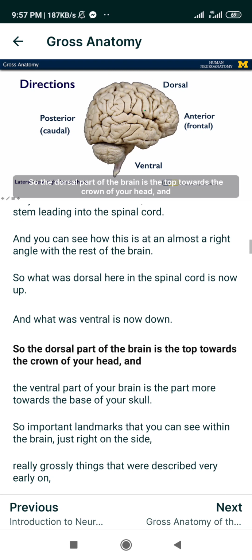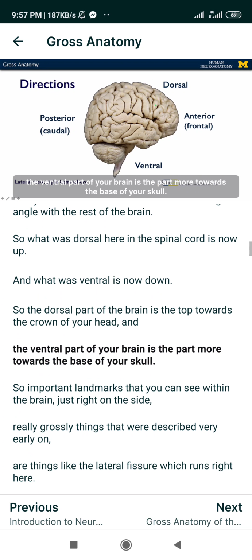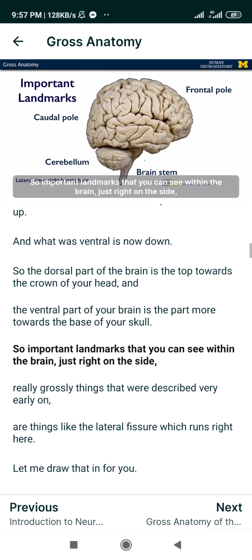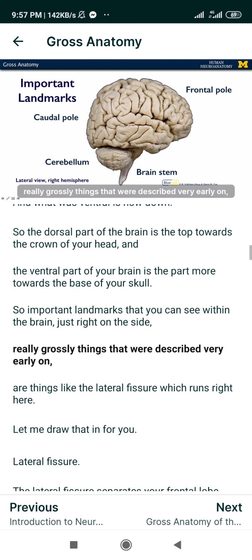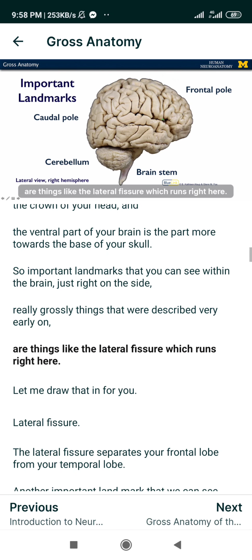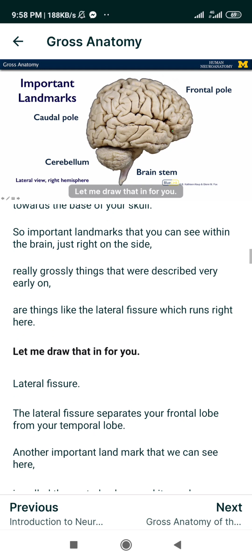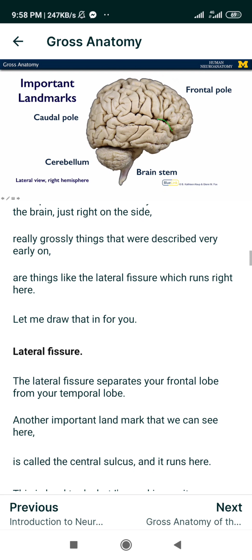So the dorsal part of the brain is the top towards the crown of your head, and the ventral part of your brain is the part more towards the base of your skull. So important landmarks that you can see within the brain, just right on the side, really grossly, things that were described very early on, are things like the lateral fissure, which runs right here. Let me draw that in for you. Lateral fissure.